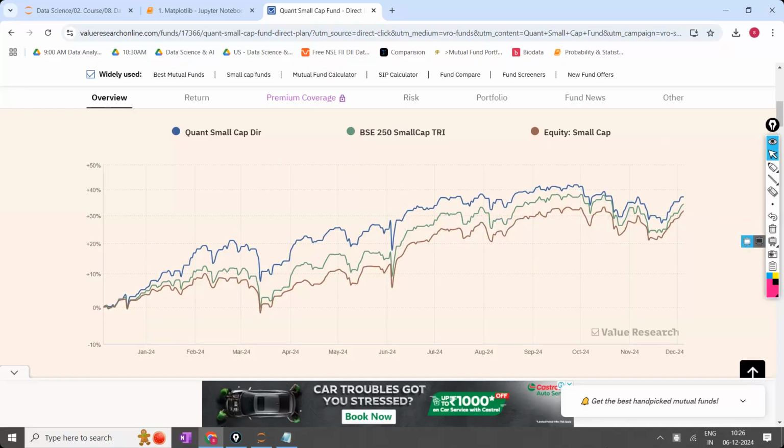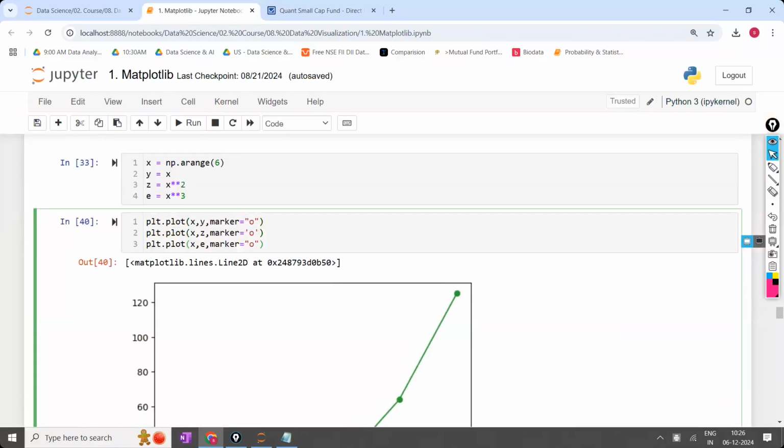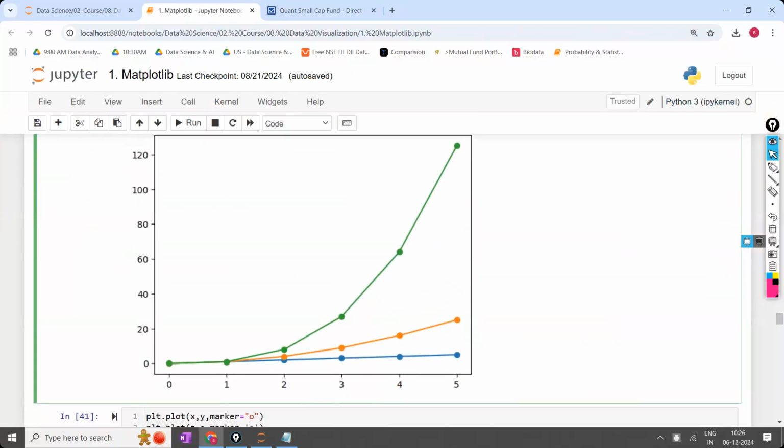Now out of these three, what does the blue one indicate? Quant. How do you know that? Because there the word was written, blue is equal to small quant. This is called a label. These three of them are called labels. Now in this diagram you have three lines, but which one is which? Which one is X comma Y? Which one is X comma Z? Which one is X comma E?